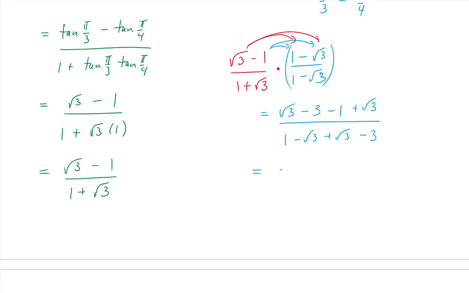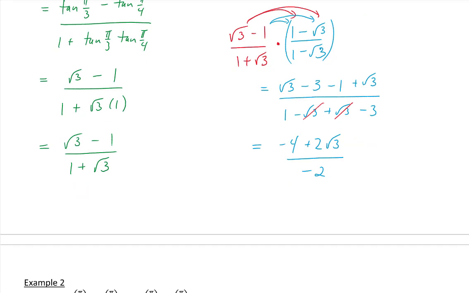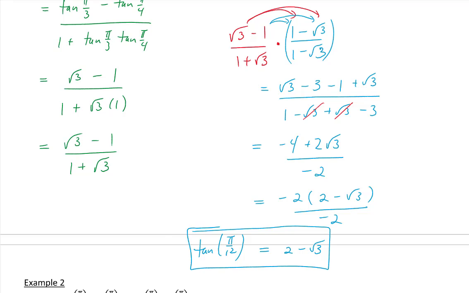So let's simplify the top. I get negative 4 plus 2 root 3's. And in the bottom, notice these root 3's equal 0, which is how we get an integer value in the denominator. So we get minus 2. Let's factor out a negative 2 from the numerator. So I'm left with 2 minus root 3 all over negative 2. And notice now we end up with 2 minus the square root of 3. And therefore the tan of pi over 12 is equal to 2 minus the square root of 3.